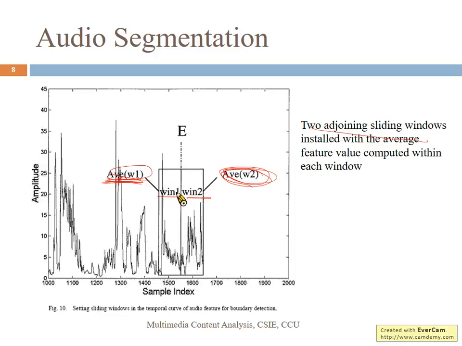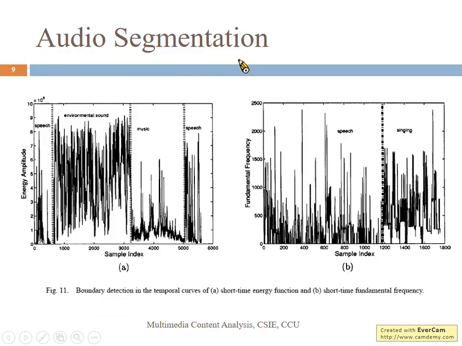Basically, this is the same way we detect video sharp changes. In video sharp change detection, we calculate, for example, the color histogram of a video frame, and then compare it with the previous video frame and check whether the distance is larger than a threshold or not. Right now, for audio segmentation, they do the same thing, but based on audio features. These are 2 examples based on calculating the difference of the short time energy function and the short time fundamental frequency.